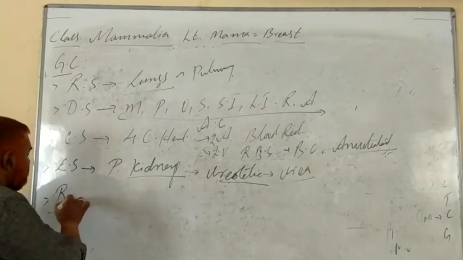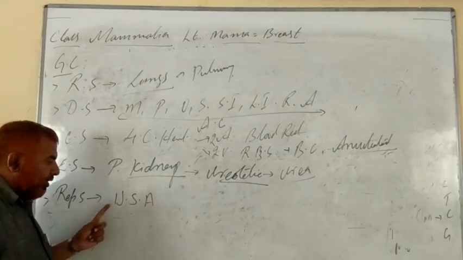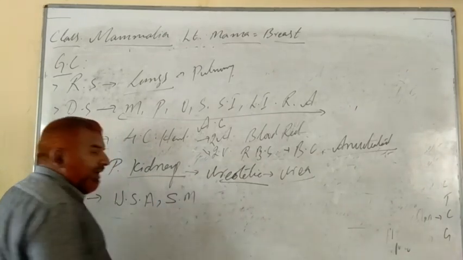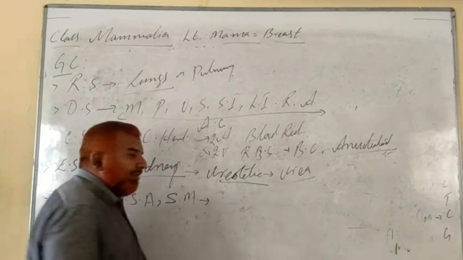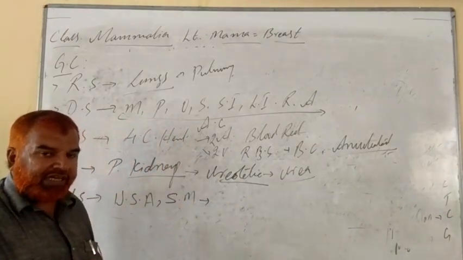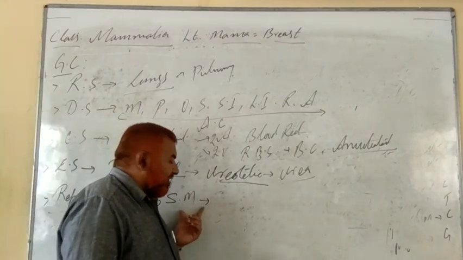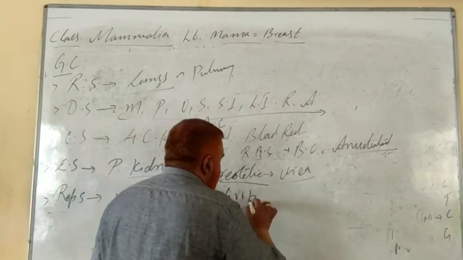Then the reproductive system. They are unisexual animals. They reproduce by the sexual method. Clear? Some of them are seasonal breeders, some breed throughout the year. In the second year, second chapter, you study these seasonal breeders and all those things. Most of them are viviparous.